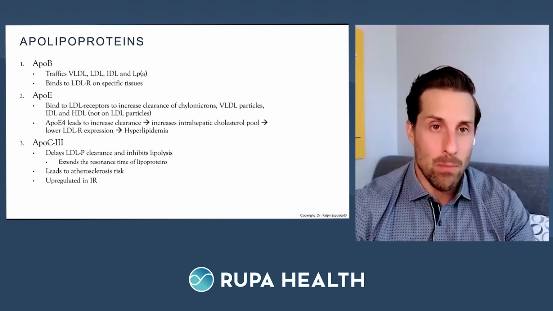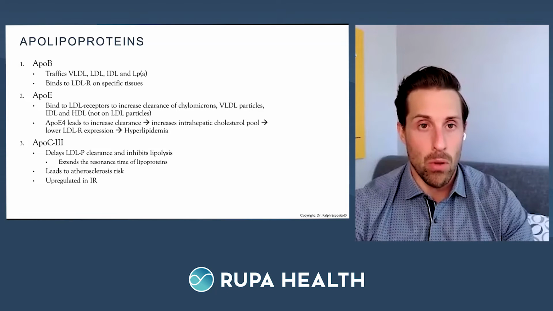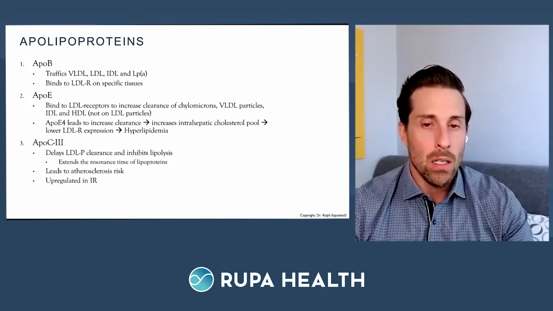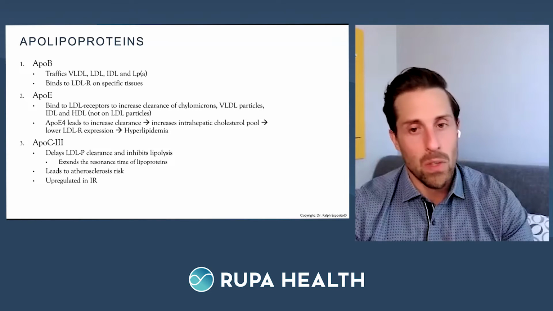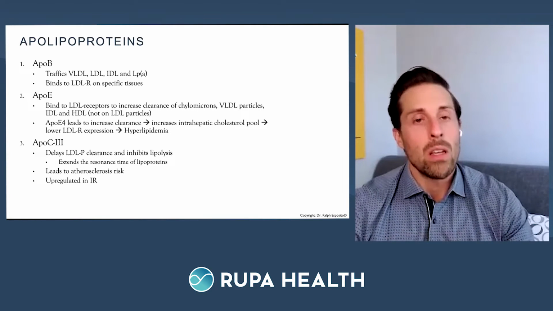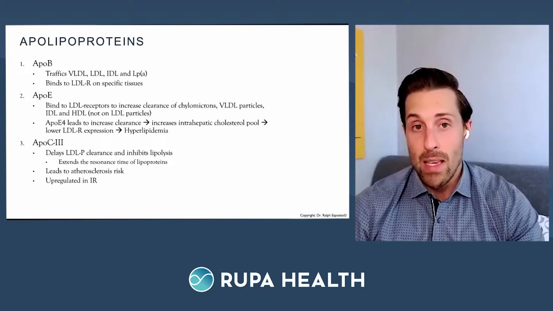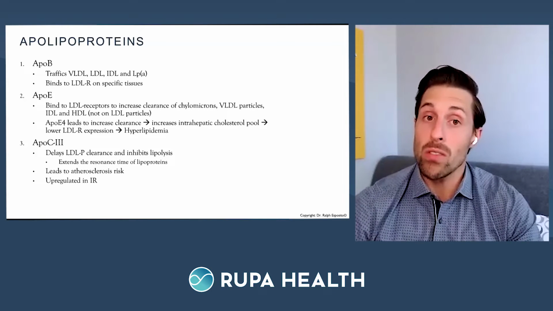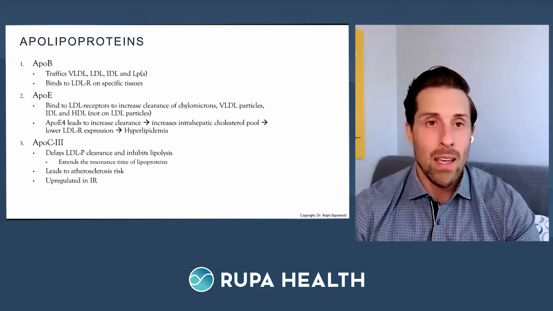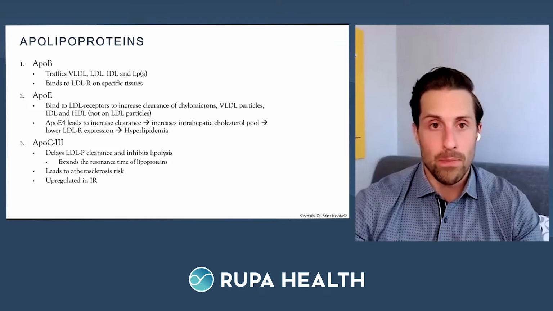This is not something that we can measure. We don't measure ApoC3 in the blood aside from experimental environments or trials. And we also don't test ApoE, the lipoprotein. We can check the genotype, but ApoB, we certainly can, and that can be found in multiple different labs.